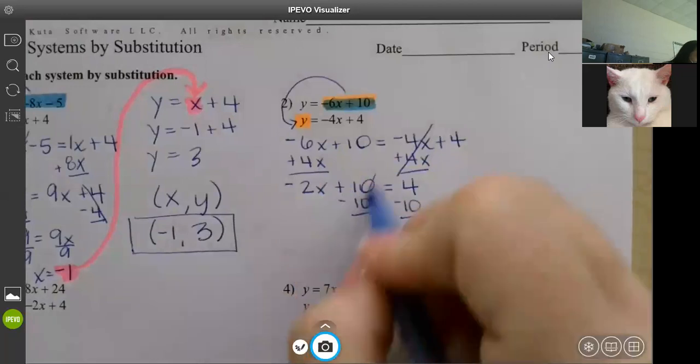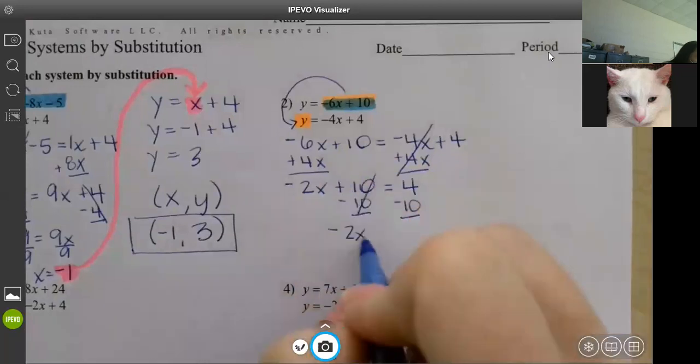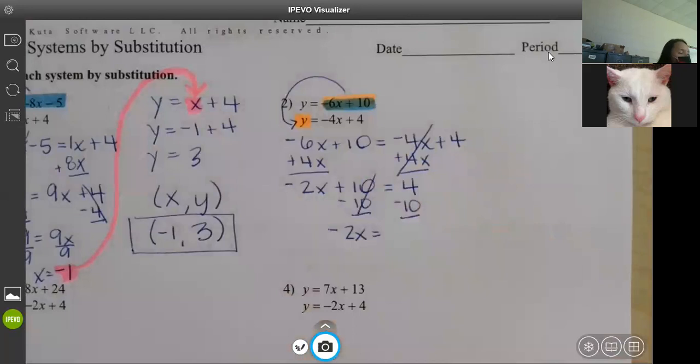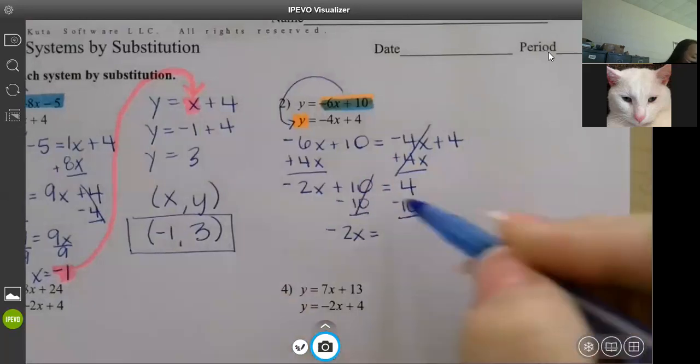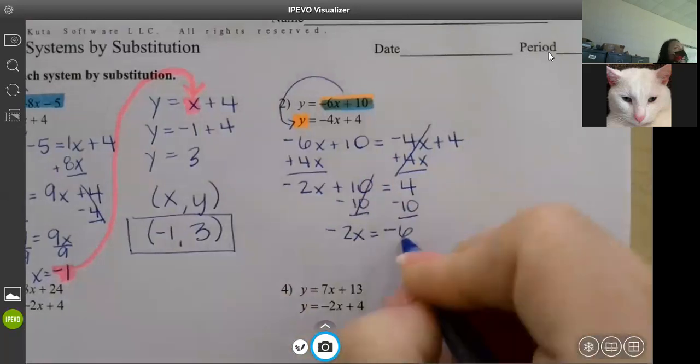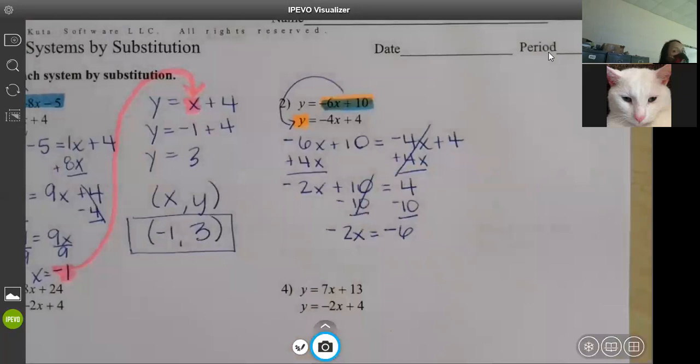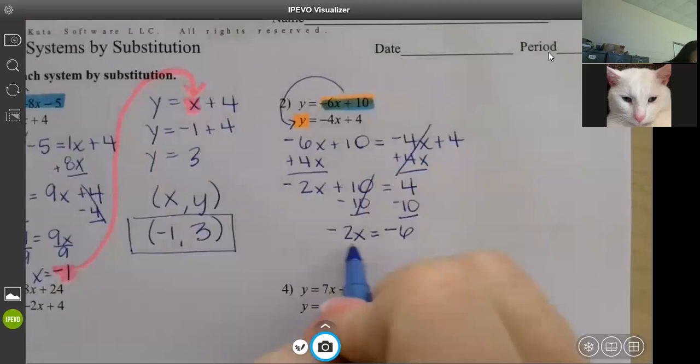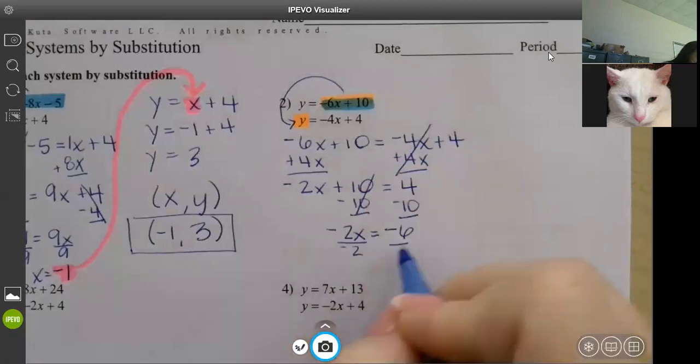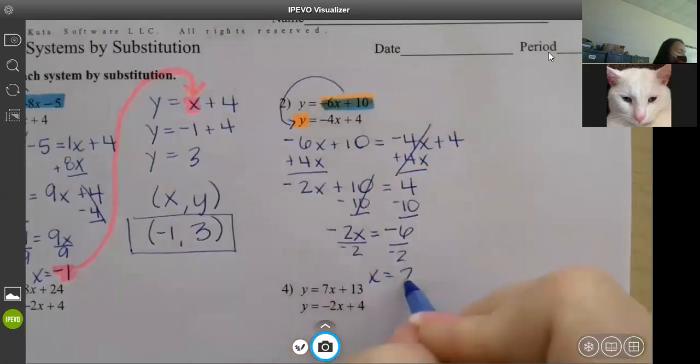Your 10s cancel out, bring down your whole negative 2x. And then you can use your calculator. 4 minus 10 is negative 6. Last step, divide by negative 2. Positive 3, perfect.